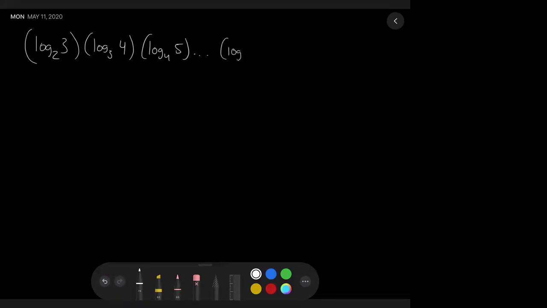So our first problem: evaluate log base 2 of 3 times log base 3 of 4 times log base 4 of 5, dot, dot, dot, log base 2047 of 2048. I'll give you about a minute to work it out. It shouldn't take too long, but it requires some thinking. So I'll give you a minute.